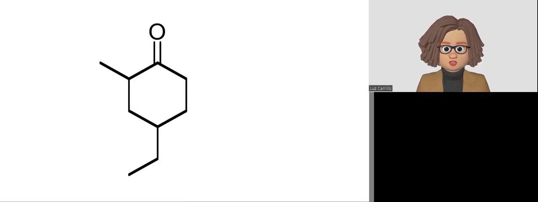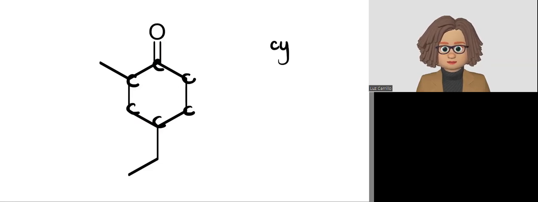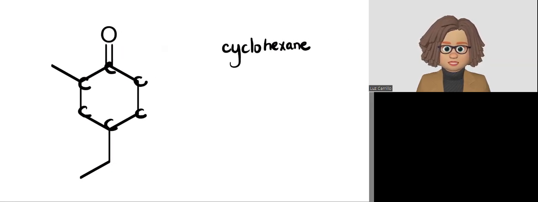So for the ketone, overall, we can see that there are 1, 2, 3, 4, 5, 6 carbons. That means that that cyclic system will be known as cyclohexane if it was an alkane, but because this is a ketone, this is cyclohexanone. When we number a cyclic ketone, carbon number 1 is going to be the carbon that is holding the double bond oxygen.